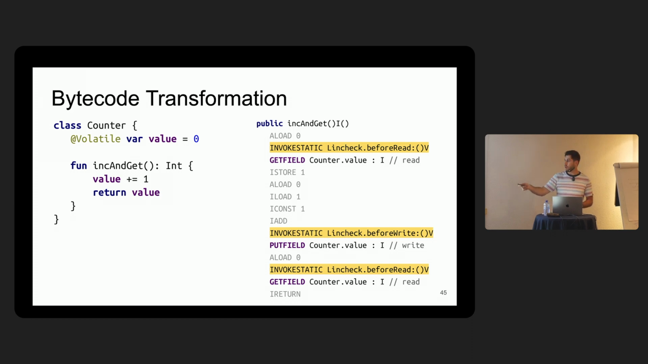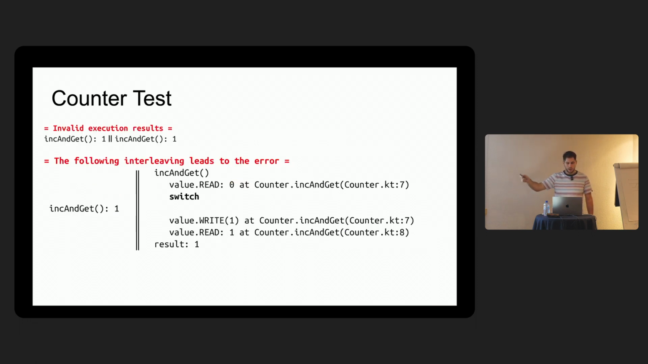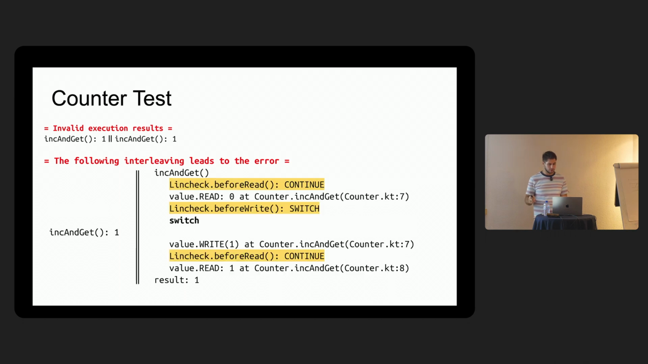And then it adds special functions before the shared memory accesses. So here, it's like, okay, before reading the counter, before reading something, we call before read. Before writing something, we call before write. And Lincheck, when this function is invoked, decides whether to continue the execution or switch to another thread. So if we write a test for this obviously incorrect counter, this test fails, and what was happening under the hood is that there were these before read, before write calls, and after each of them, Lincheck decided whether to continue or whether to switch.